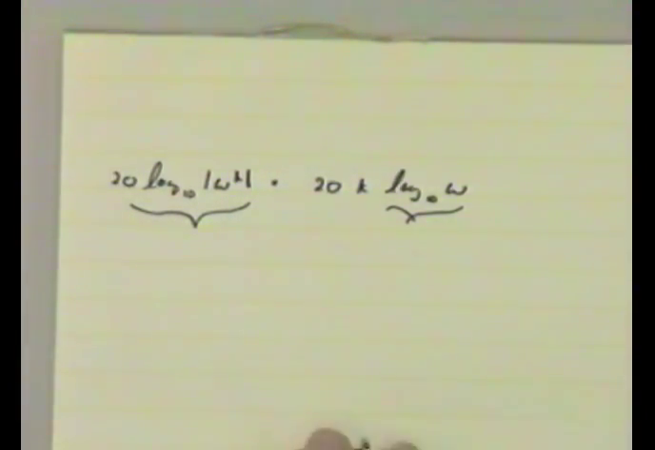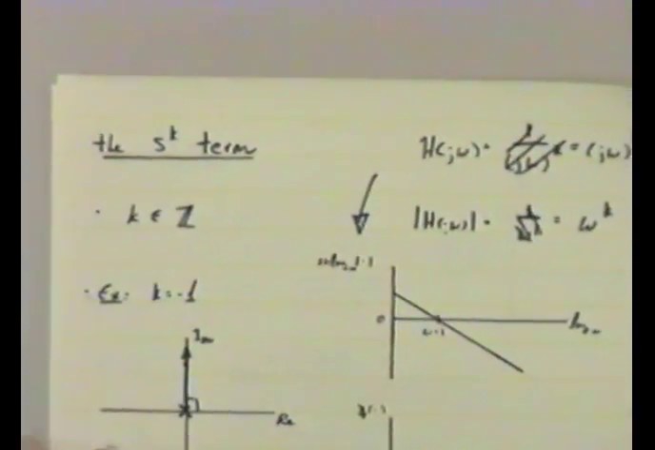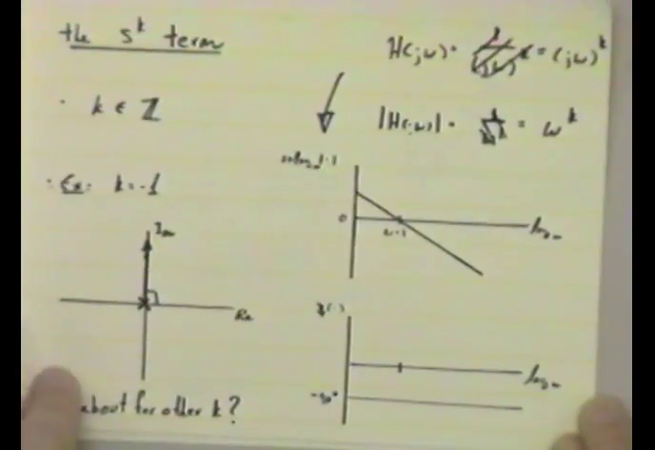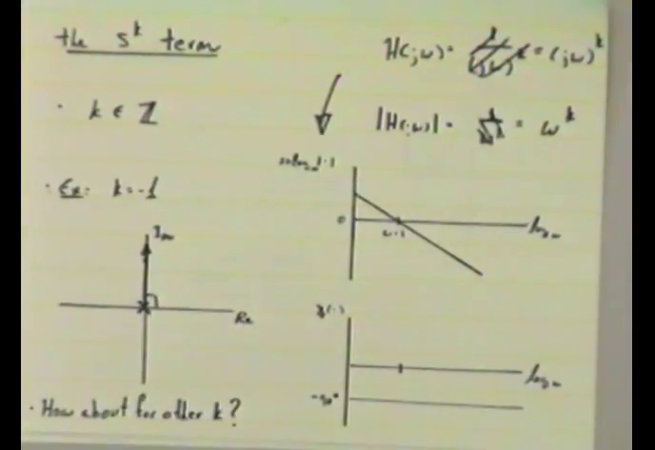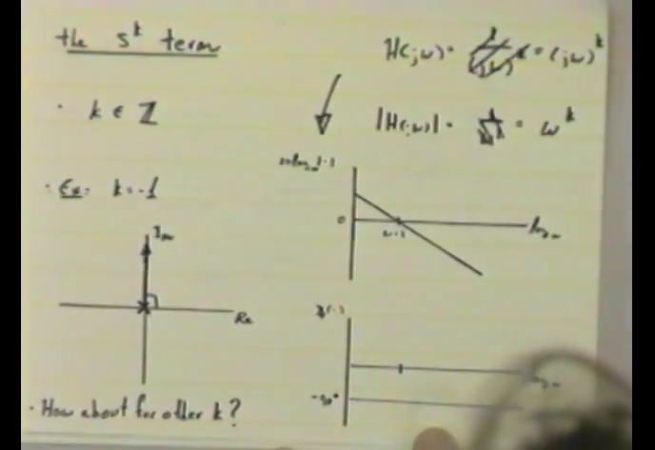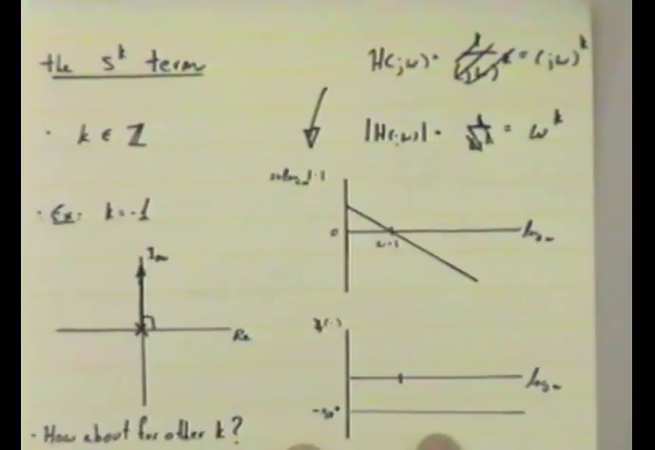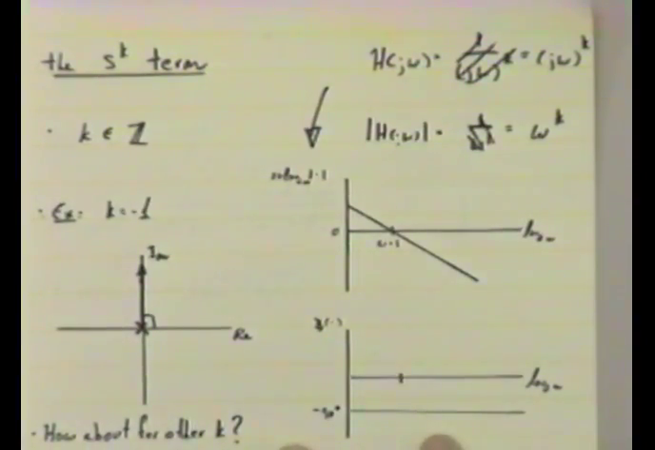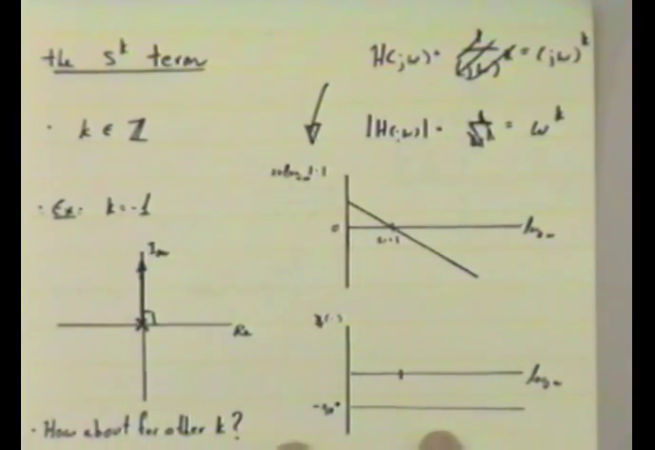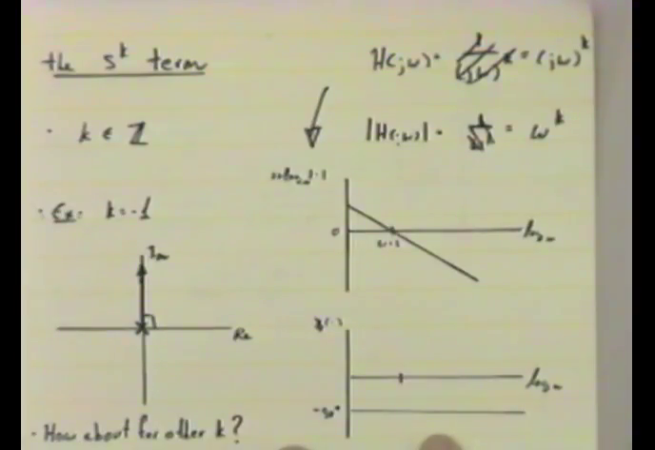And so the frequency response magnitude plot is really quite simple. It consists of a straight line. The point of reference here is omega equals 1. For omega equals 1, you find always that the magnitude of the transfer function is 1. And that's true regardless of the value of k.